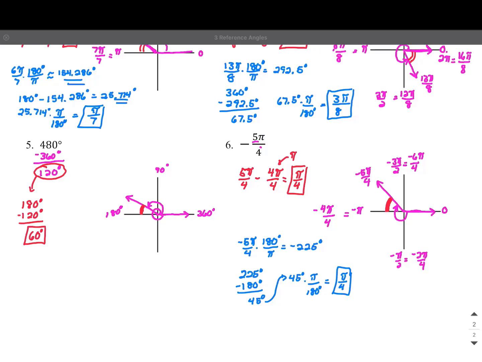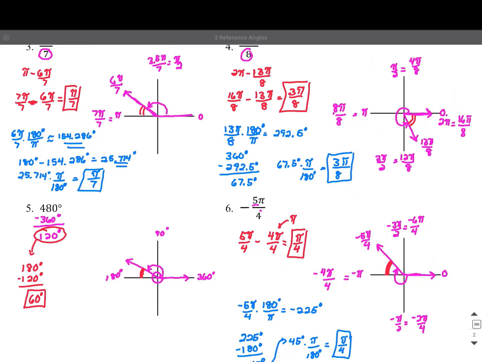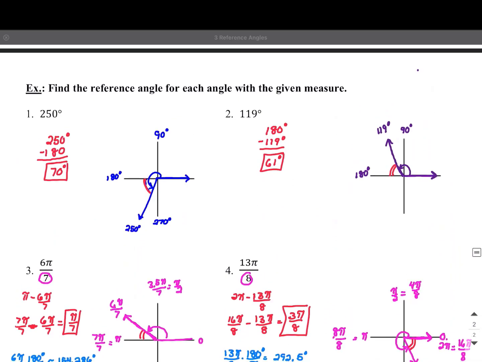Okay, so again, I don't care if you work in radians or degrees. It's up to you. They both have their advantages. You're going to pick what works best for you. Okay, remember the reference angle is always a positive angle. It's a small angle between 0 and 90 degrees. And what quadrant you're in determines where it is.